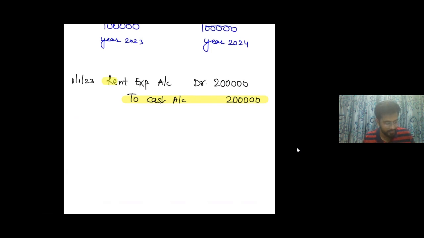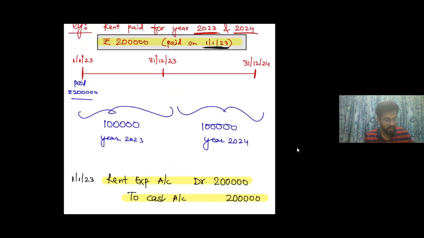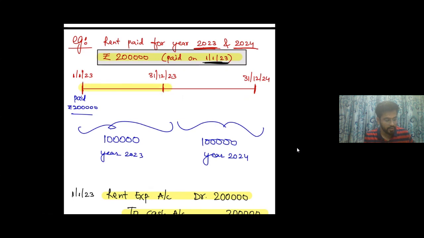But with regard to the first adjustment I have done, I have debited the rent expense account. Has the expense been incurred till date? Answer is no. When the expense will be incurred, it will be incurred for the whole year. For 2023, it will be incurred on 31st of December 2023, and then for the next year, it will be incurred on 31st of December 2024.